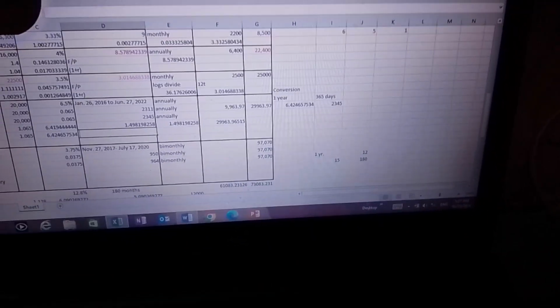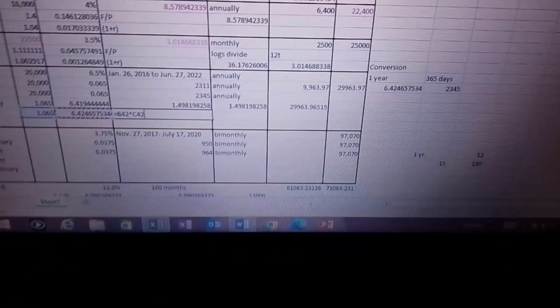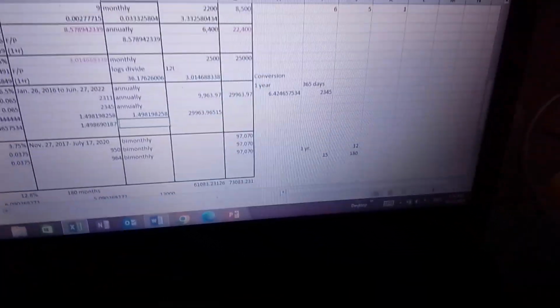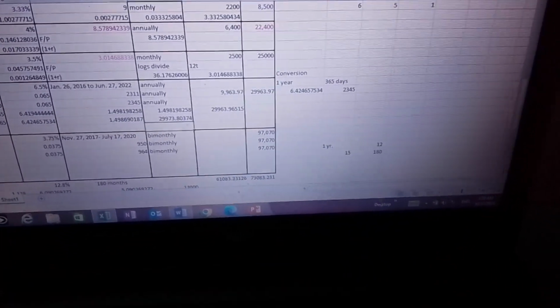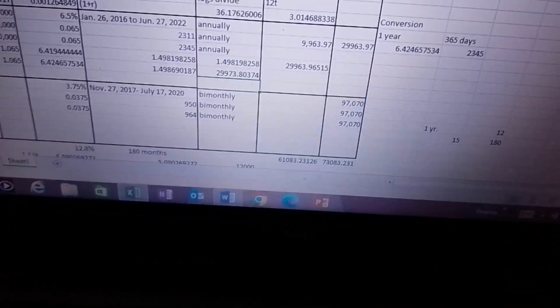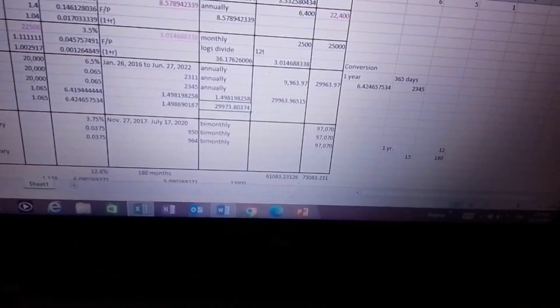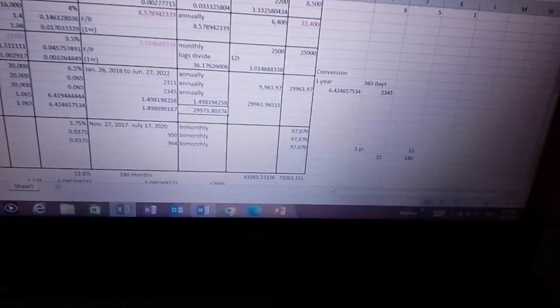And then from there, we raise that to, remember, 2,345 divided by 365. Kasi nga, that's exact interest, so we need to divide it by 365. And we should get this answer. Then we raise it to that exponent. And then multiply it by our principal, we should get 29,973.80. That is your future amount.